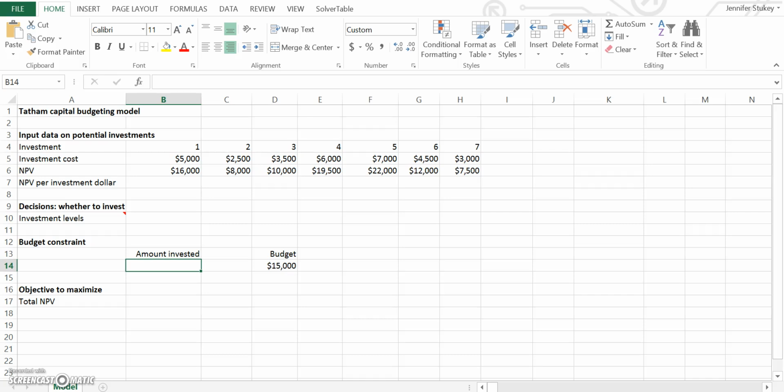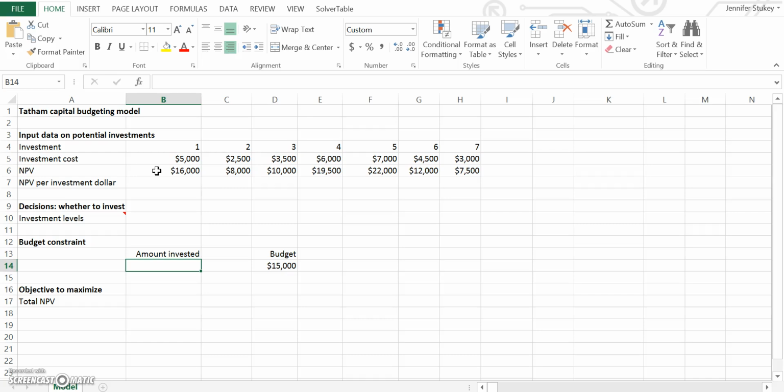An example is in the Capital Budgeting 1 model, which I'm going to show you. You can either do investment 1 at a $5,000 cost and a net present value of $16,000, or you don't do it. You can't do it partially. You have to either do it or not do it. And so we use zeros and ones in order to work with that type of constraint of either do it or not do it.